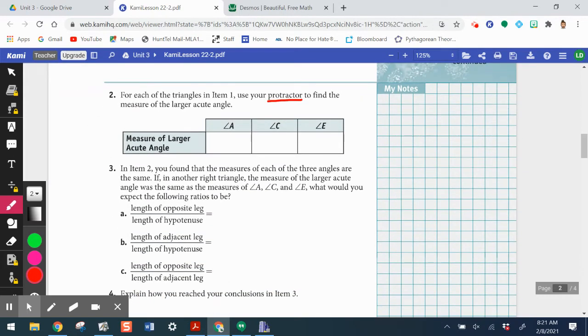Now we should know that angle A, angle C, and angle E are going to be congruent to each other because we are dealing with similar triangles, and similar triangles have corresponding angles that are congruent. So if you found the measure of angle A, which was 53 degrees, you'll know that angle C and angle E also have to be 53 degrees because we're dealing with similar triangles. Now that you have that information for item 2, complete 2 through 4 before playing through the video.